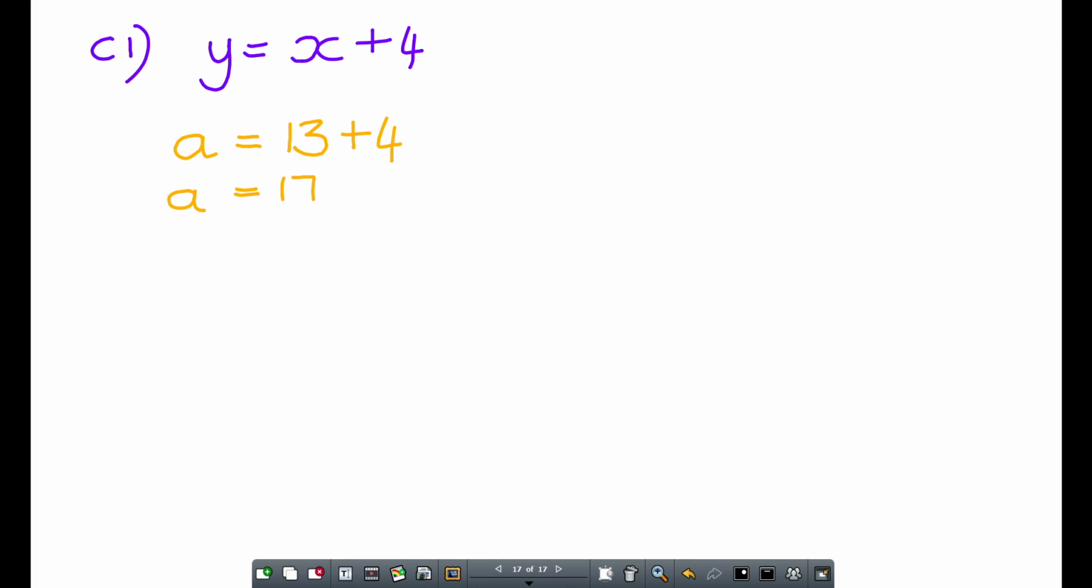Okay, let me just write it over here. So the input value was 13, sorry, I'm lying. Was 13, and the output value was A, and that's what I just substituted into that equation.